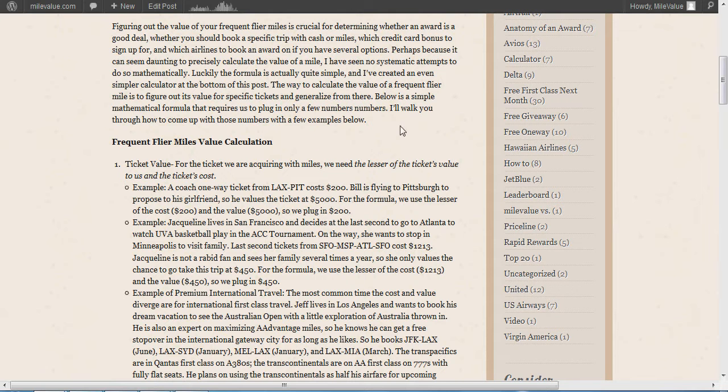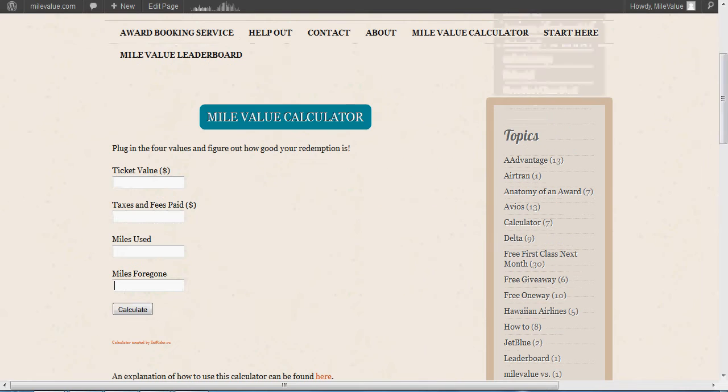The very first example is Bill is flying one way to Pittsburgh to propose to his girlfriend. The ticket value field is the lesser of how much you value the ticket and how much the ticket is being sold for. The reason is that it's unfair, when you're calculating how many cents per mile you're getting on an award, to go with the list price, especially if you're flying international first class and the list price is $10,000. If you would never pay $10,000 for the ticket, you can't put in $10,000 as the value of the award to figure out your cents per mile.